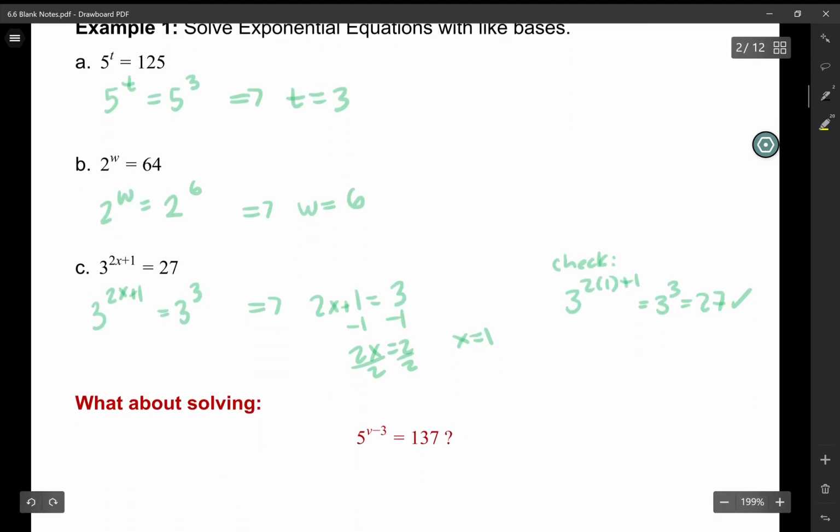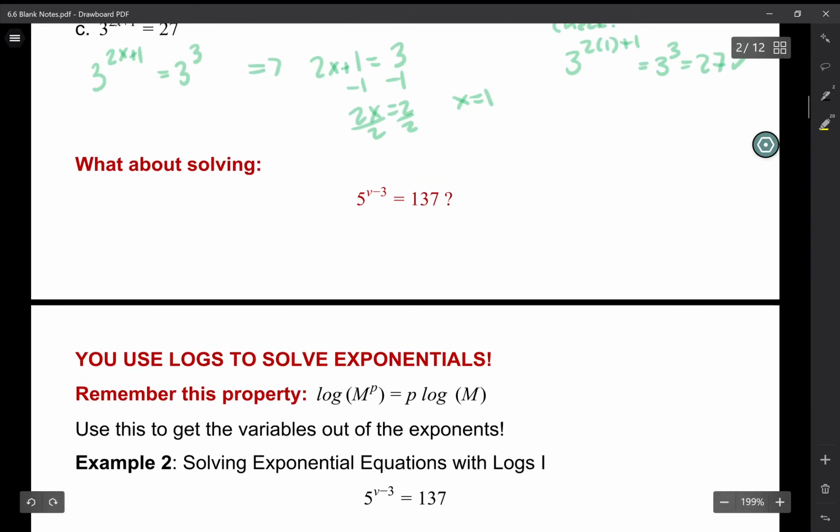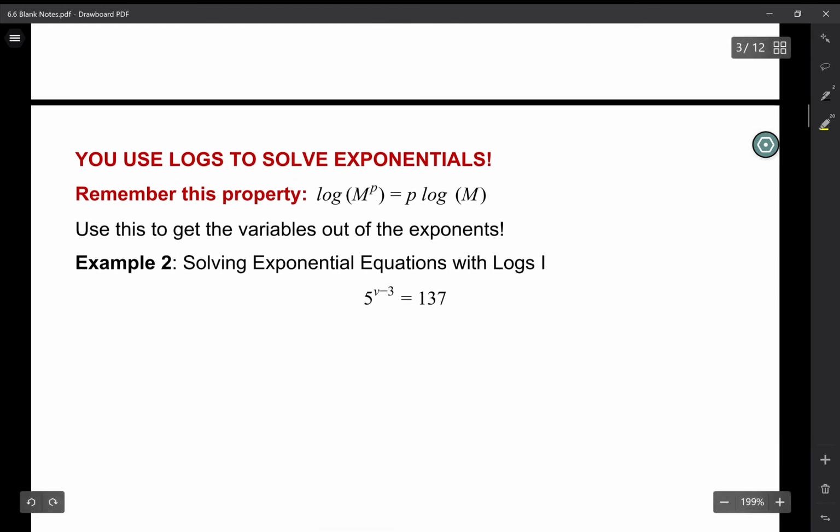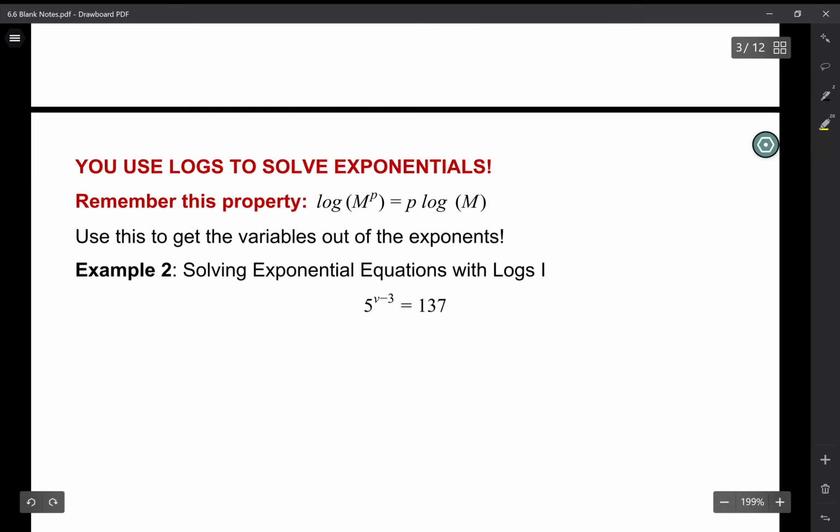But what happens if we don't? What if we have something like 5 to the v minus 3 equals 137? 137 isn't a power of 5, so we're going to have to learn a new technique to solve these types of exponential equations. We're going to use logarithms to solve exponential equations, and in particular, we're going to use this property of logarithms, the exponent property. The log of m to the p can come down in front and become p times log m. This is how we're going to get the variables out of the exponents.